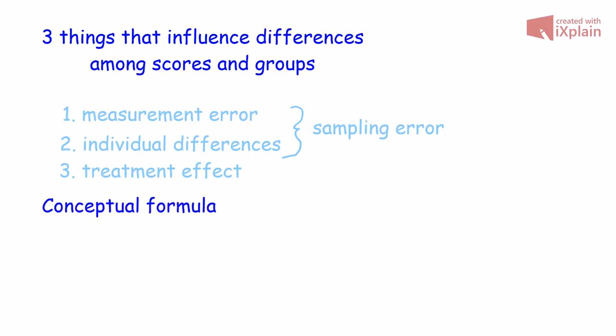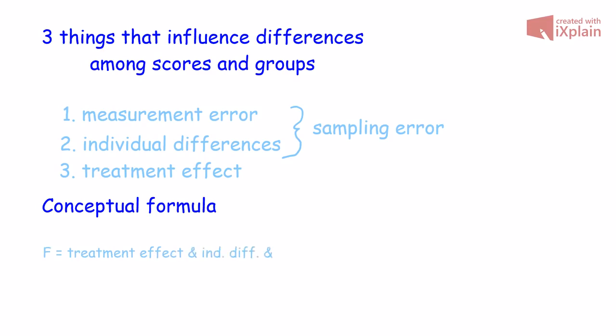All right, now I'm going to talk about a little conceptual formula here. Now, this is not, repeat, not a mathematical formula. It's a conceptual formula. It's how the ANOVA works to eliminate the bad variability, so that we have some index of how much good variability, how much treatment effect, is left over after we eliminate all of the sampling error.